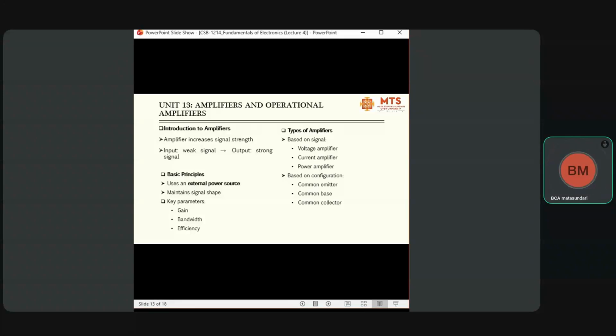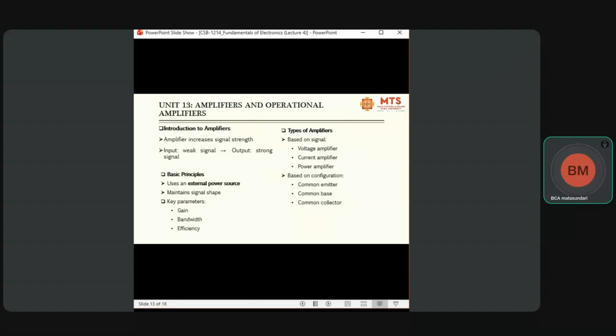Moving forward, you can see in unit 13 amplifier and operational amplifier. The difference we'll see here. Introduction to amplifier: what is it? An amplifier increases signal strength. The input is a weak signal, and the output becomes a strong signal.